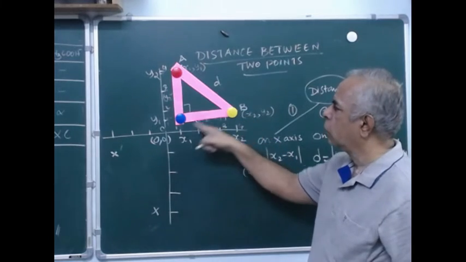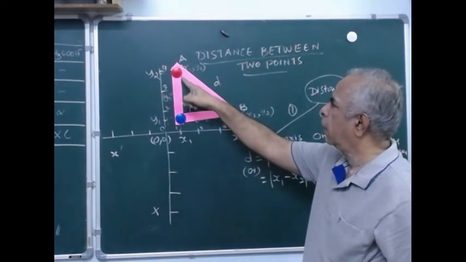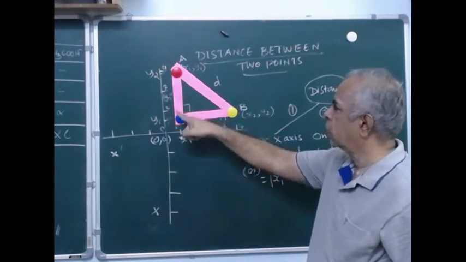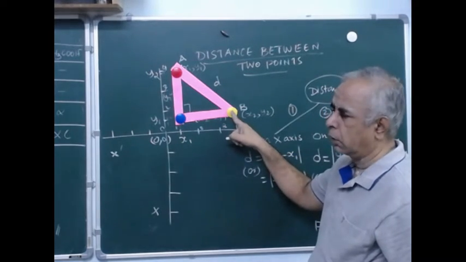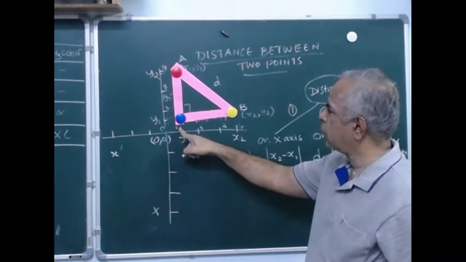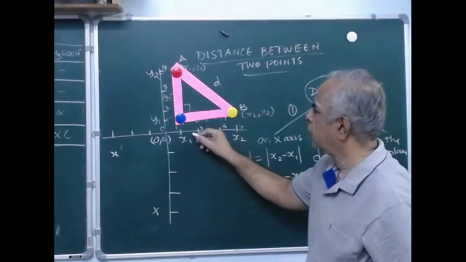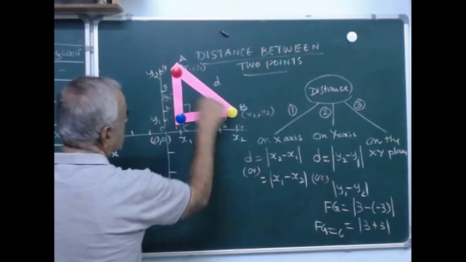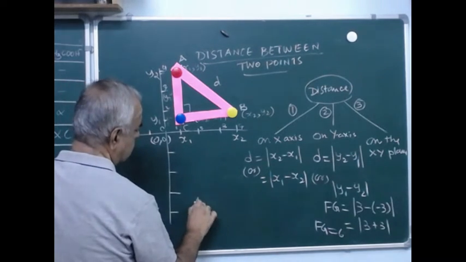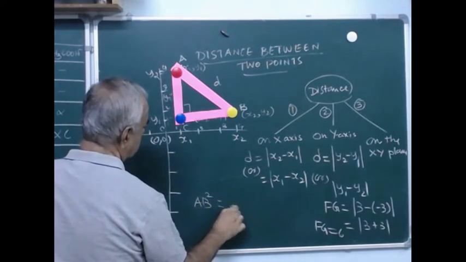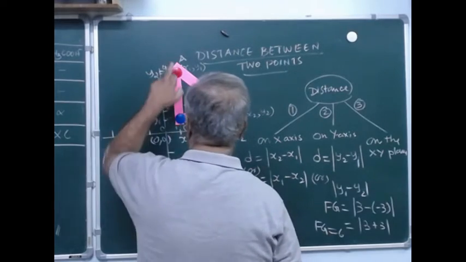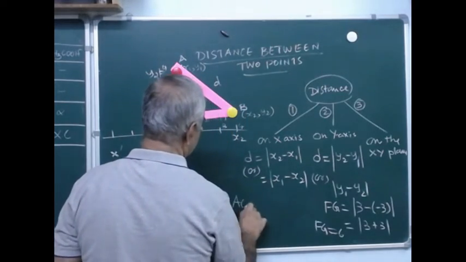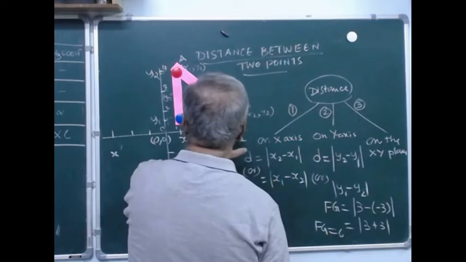Are you able to follow? So here, what about this one? Let me mark this by C. This is A, this is B. So what is AB here? AB squared is equal to AC squared plus BC squared.